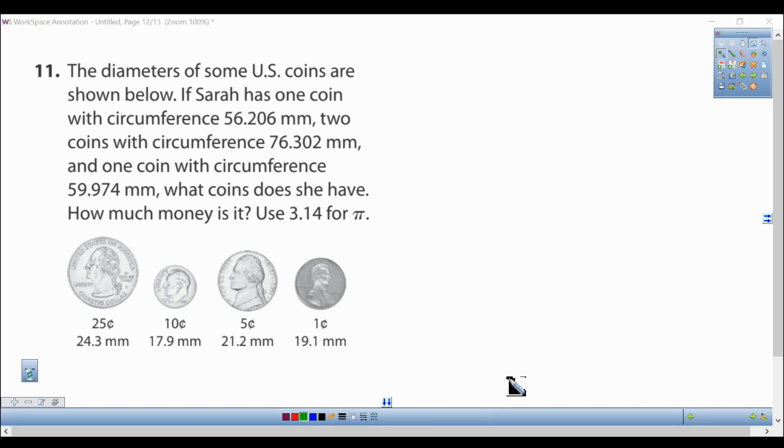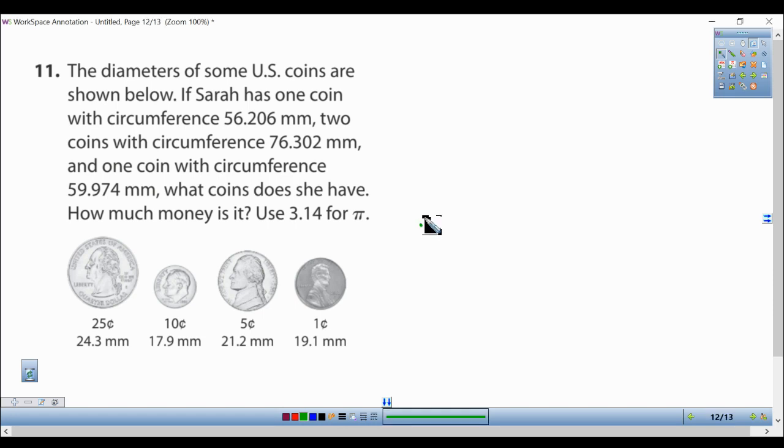Coins are shown below. If Sarah has one coin with circumference 56.026 millimeters, two coins with a circumference 76.302 millimeters, and one coin with a circumference 59.974 millimeters, what coins does she have? How much money is it?